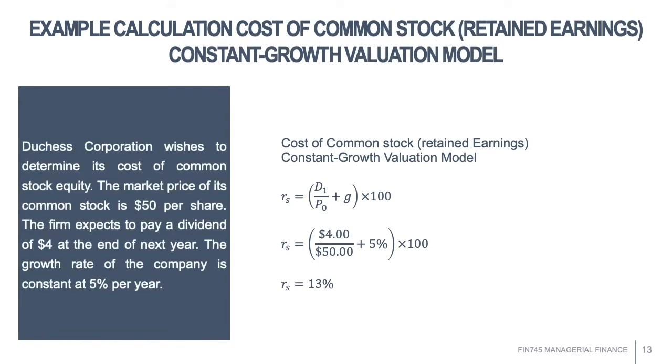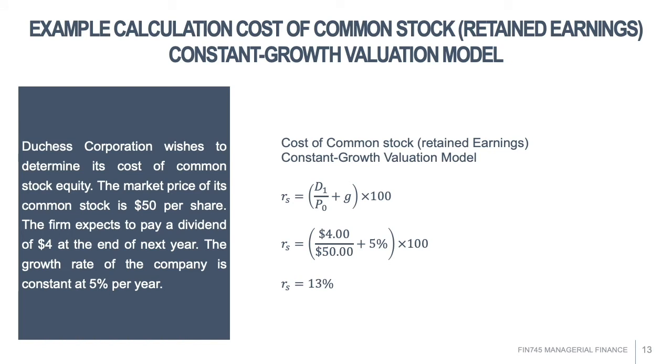This is an example of calculating the cost of common stock for retained earning by using the constant growth valuation model. Duchess Corporation wished to determine its cost of common stock equity. The market price of its common stock is 50 ringgit per share. The firm expects to pay a dividend of $4 at the end of the next year. The growth rate of the company is constant at 5% per year.